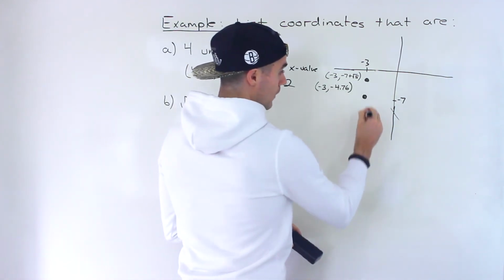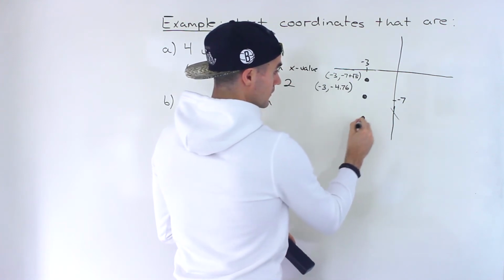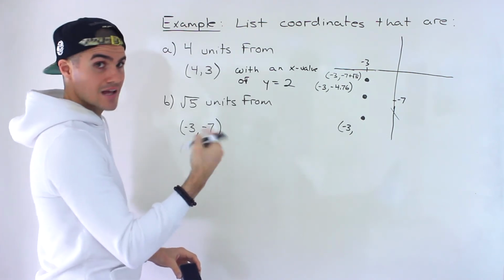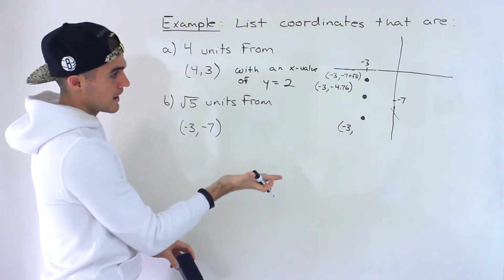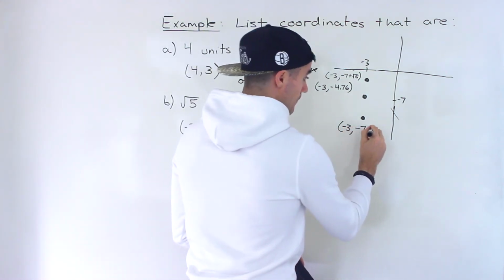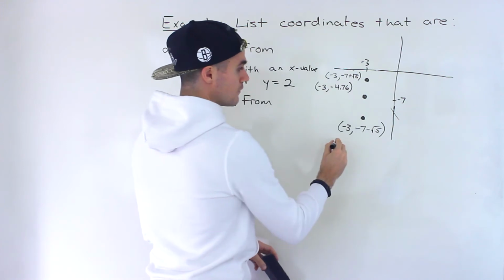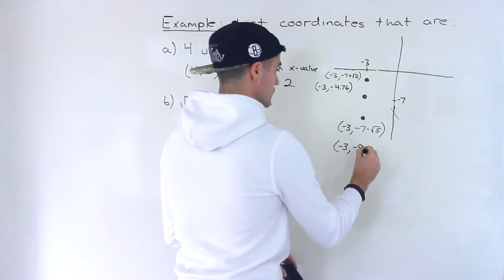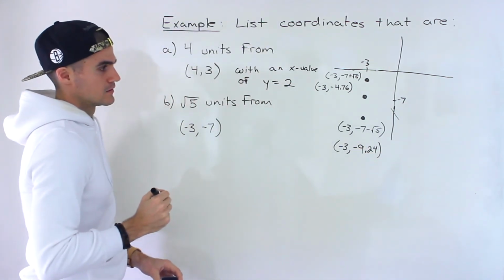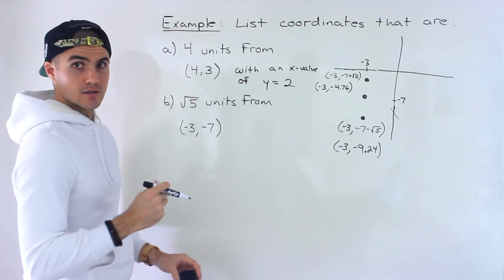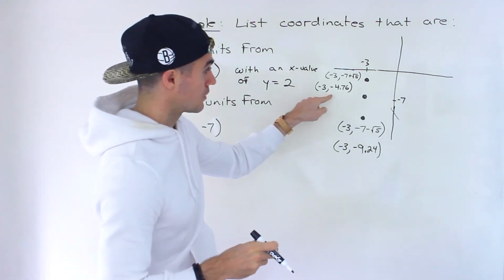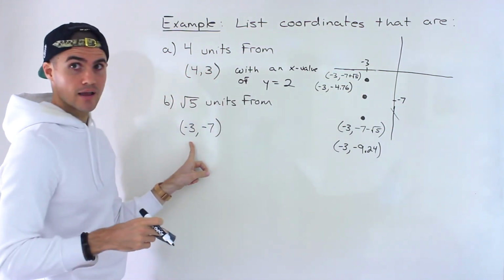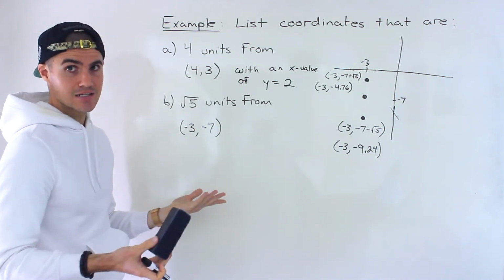Now, what if we got a y value down here? For this point, the x value is going to stay the same. It's still going to be -3, but we're going to be subtracting root 5. So now we're going to have -7 minus root 5, or -3 and -9.24. That's how you would find points either to the left, to the right, up, or down from the point you're working with, -3, -7, and again, that's the easiest way to do it.